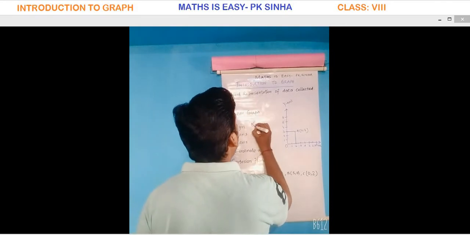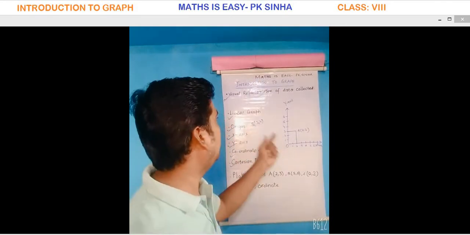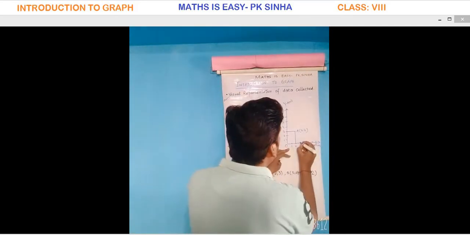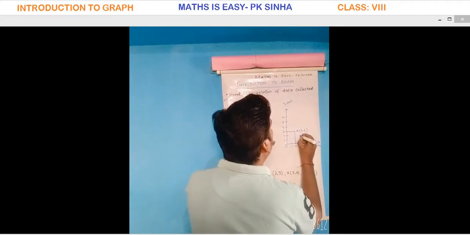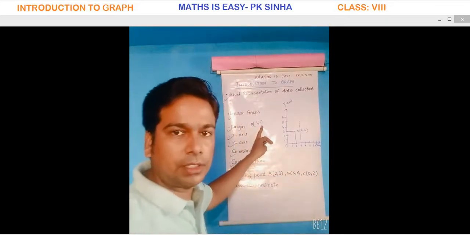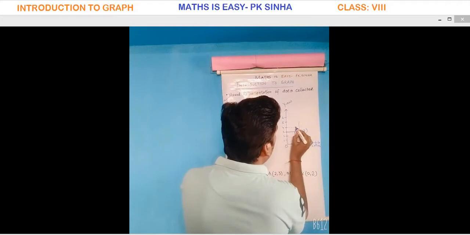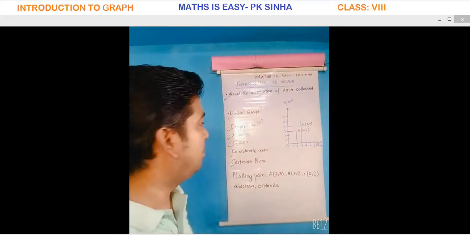Similarly, you can take another point. If we have to locate B(3, 4), suppose. We will see a point whose position on the x-axis is 3. So we take 3 and draw a perpendicular here. And on the y-axis its position is 4 units. The point where they intersect, we will get B(3, 4). Got it? B(3, 4).